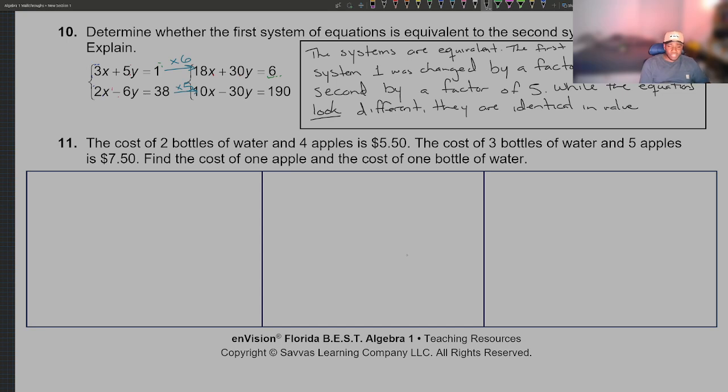Whenever you have a word problem like this, the very first thing you're going to do is define your variables. For us, what that looks like here is x and y, because there are 2 unknowns in the problem, right? We need to find the cost of 1 apple, and so I'm going to say that is our x value. So x equals the cost of an apple. And we've got to find the cost of 1 bottle of water. That's going to be our y.